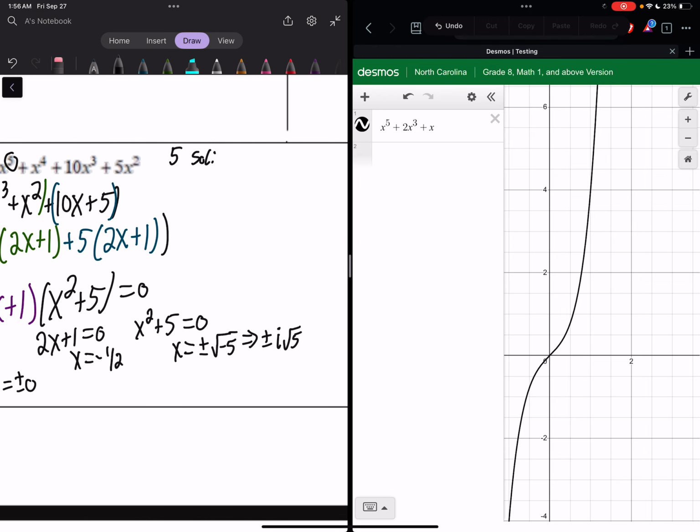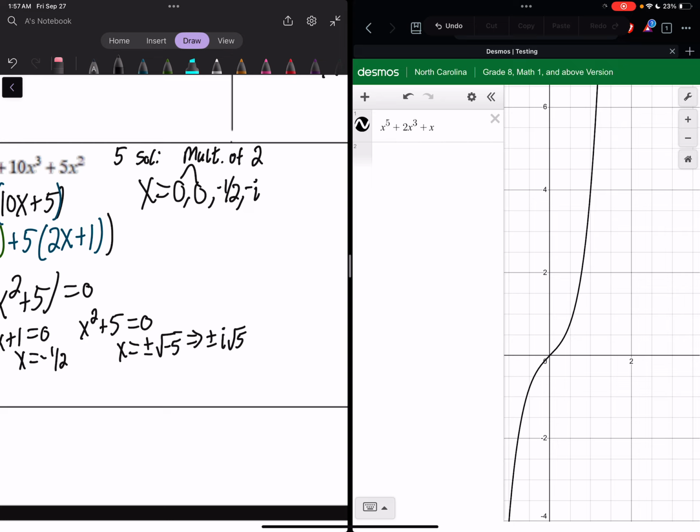So my 5 solutions are x is equal to 0, 0. So this is multiplicity. 0 has multiplicity of 2. Negative 1/2. Negative i square root 5. Positive i square root 5.